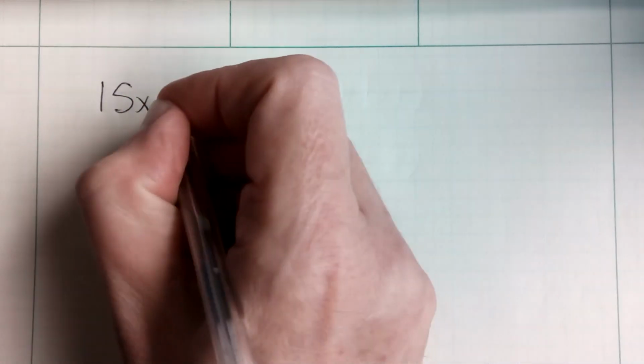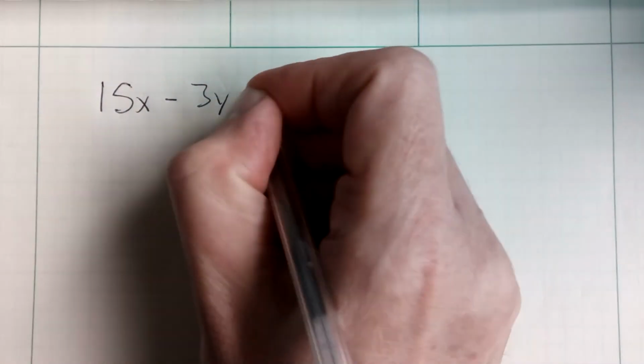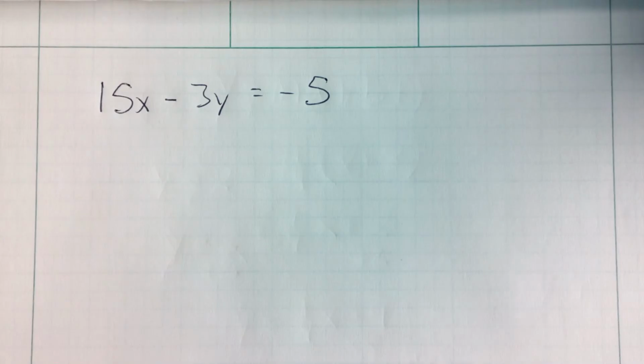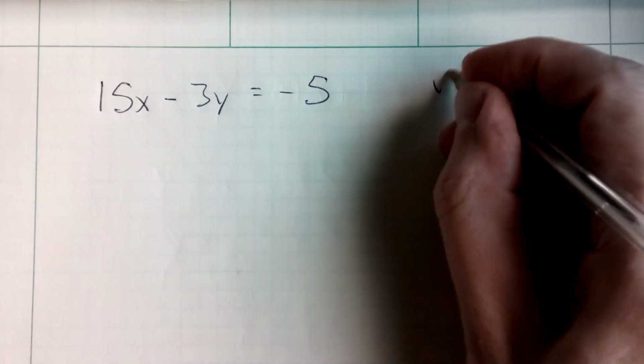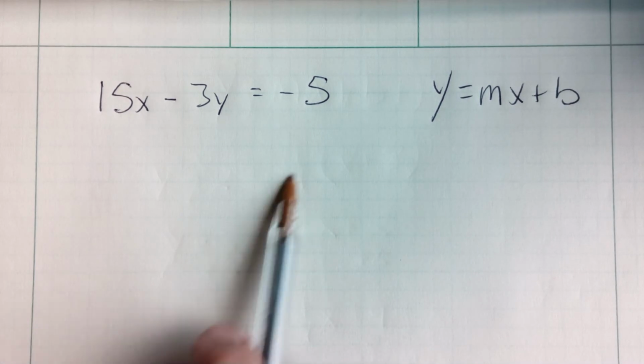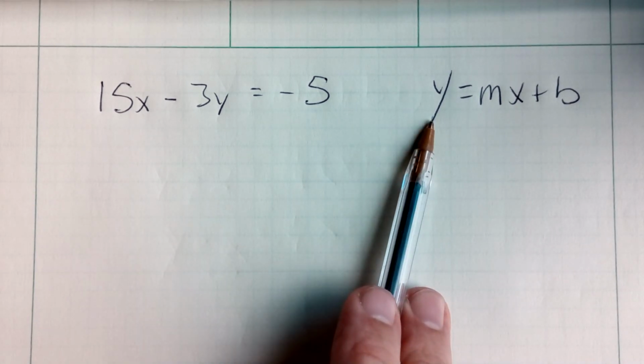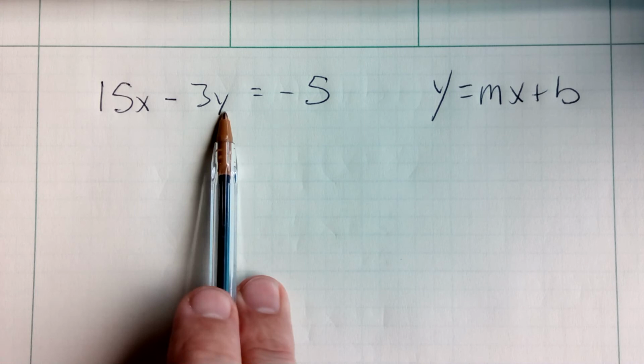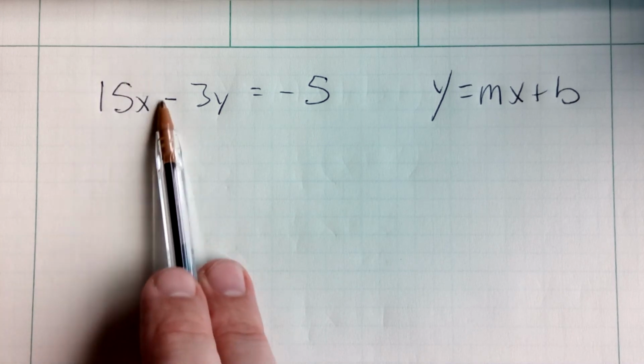And now this one is going to be a little bit harder, not too much harder, but you have something like 15x minus 3y equals negative 5. And again, we want to get it into the form of y equals mx plus b. Well, if I want the y on the left and I want it by itself, the first thing I'm going to do is remove the terms that don't have a y.